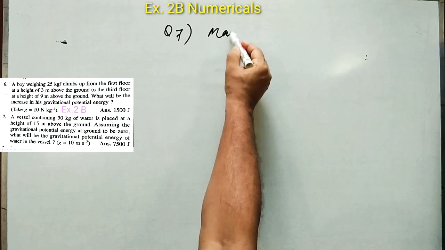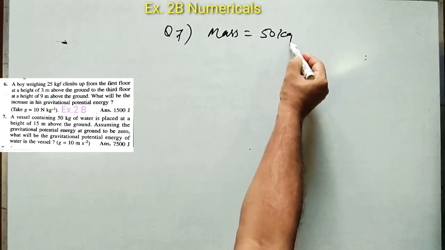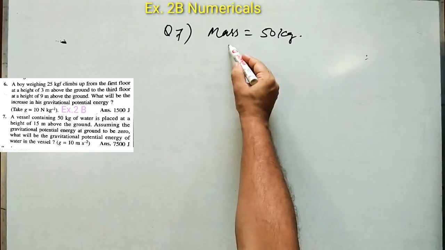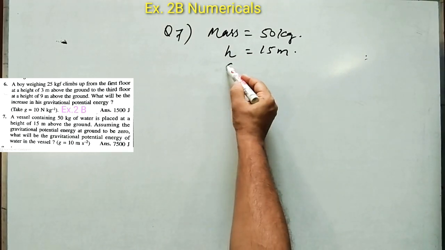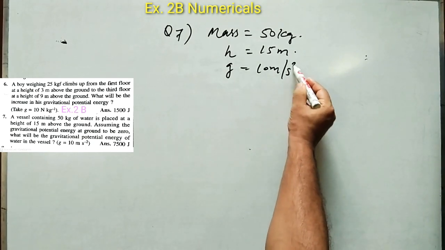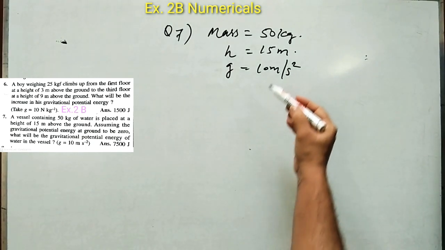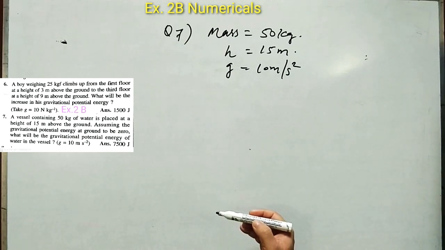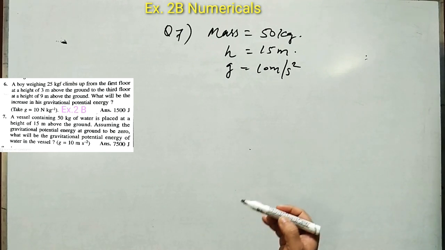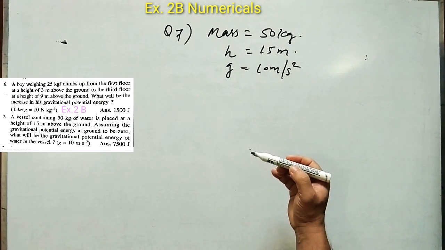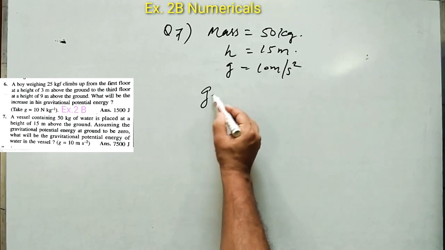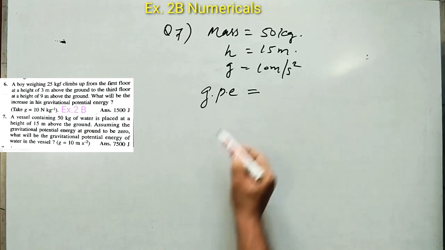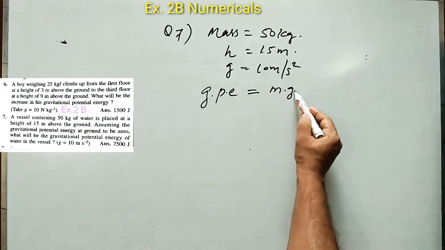Mass of the vessel is given as 50 kg. Alright. Placed at a height is also given as 15 meter. The value of g is 10 meter per second square. So these are the data given there. So you have to calculate the gravitational potential energy of the water in the vessel. As you know that the water placed in a vessel is at a height of 15 meter above the ground. The gravitational potential energy it possesses is given by the formula mgh.